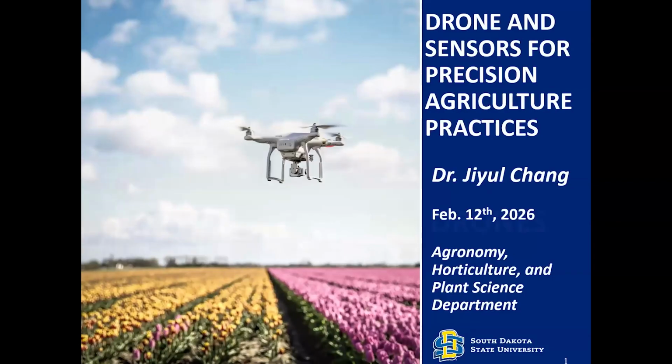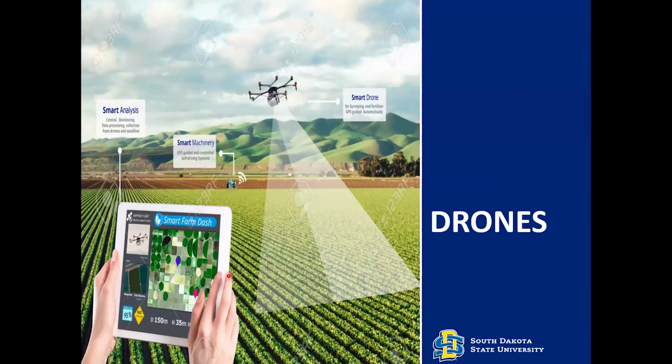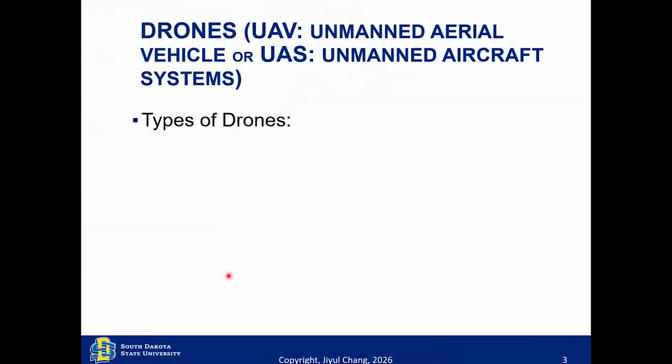Okay, so first, there are two different things: platform and the sensors. The drone is a platform, so I'd like to talk about the drone first. A drone has a few other names, UAV or UAS. UAV stands for Unmanned Aerial Vehicles. UAS stands for Unmanned Aircraft System. Those are different names, but actually it's the same thing.